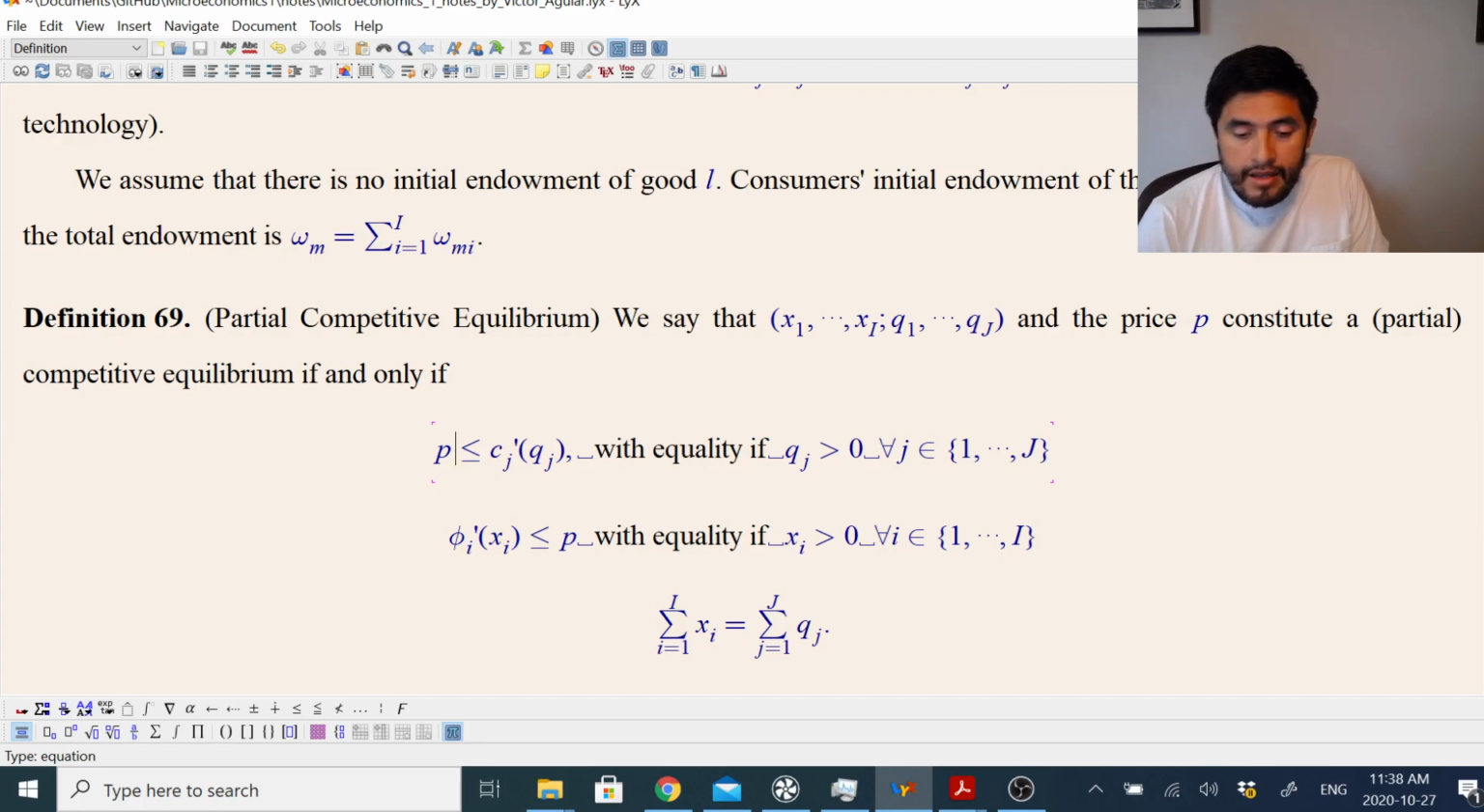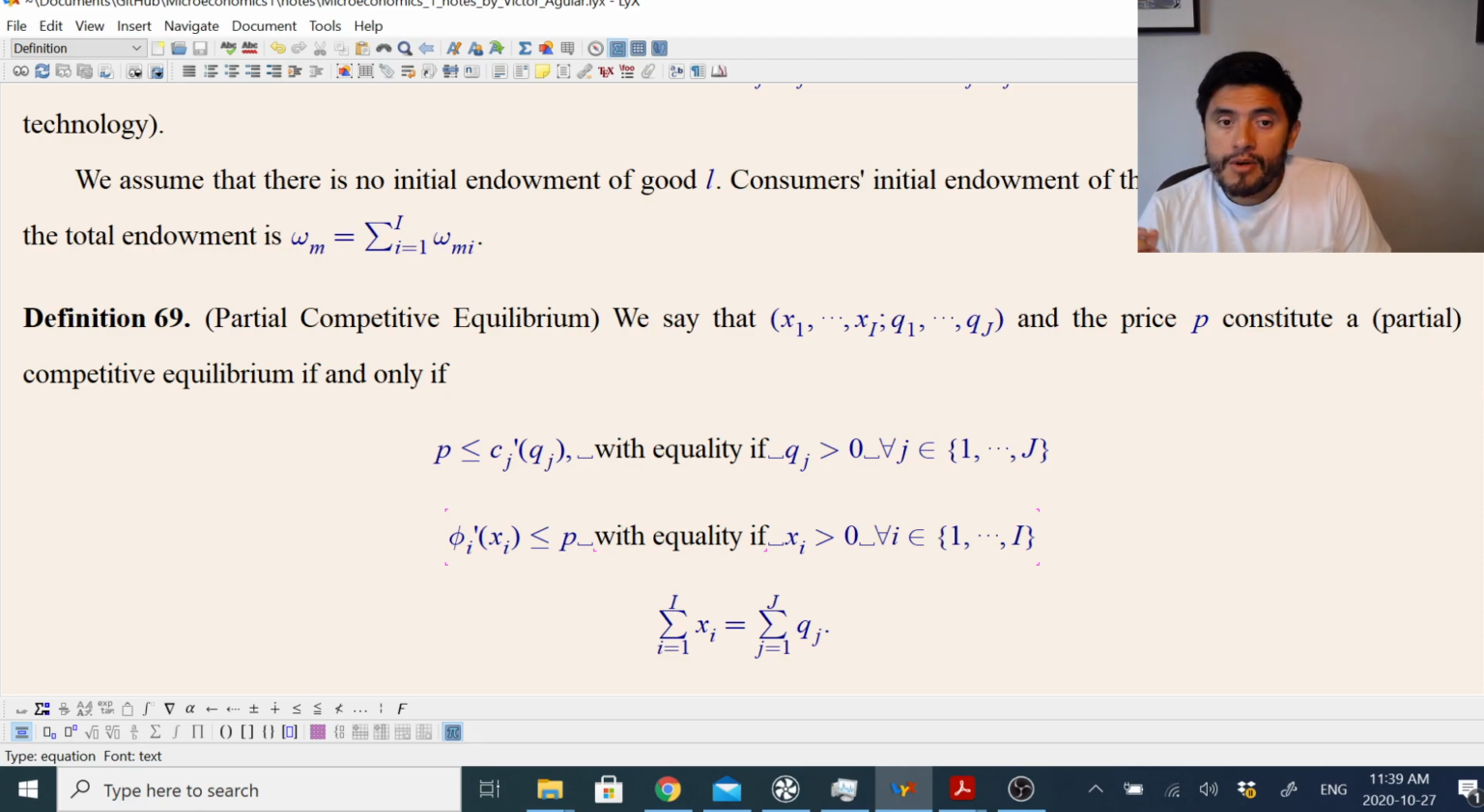With equality, as I said, when Q is positive. Now, this has to hold for each firm J. Importantly, this is a heterogeneous problem, so each firm J may have different costs. However, because they're price takers, it has to be that each firm's marginal cost, possibly heterogeneous, when evaluated at the Q that they produce, which can also change across firms, has to be equal to a single vector that is not indexed by J. So price is common to every firm.